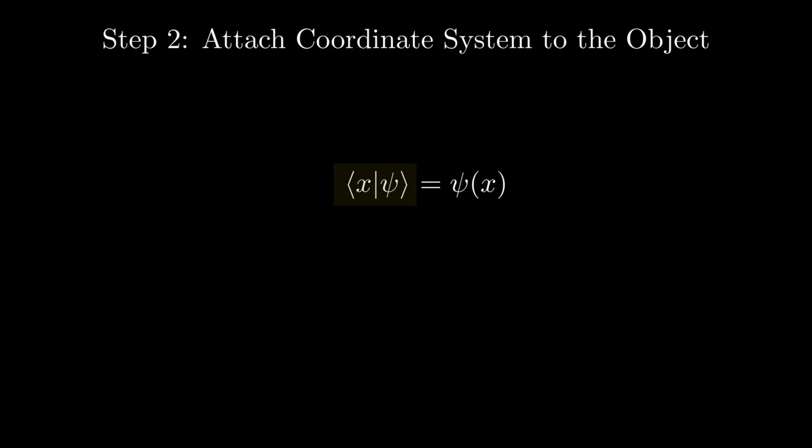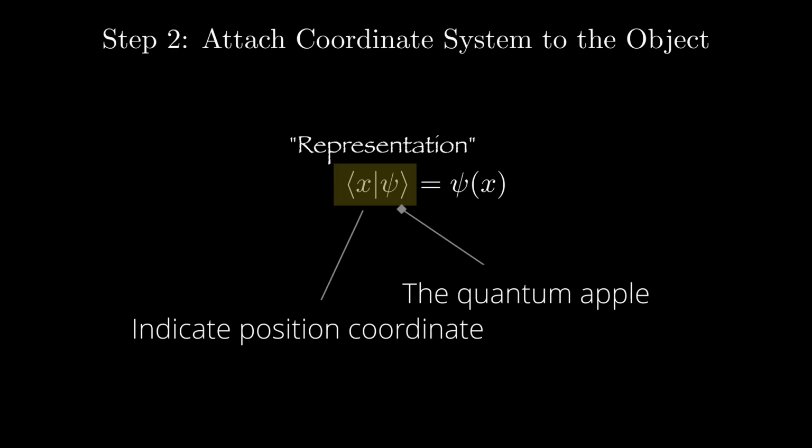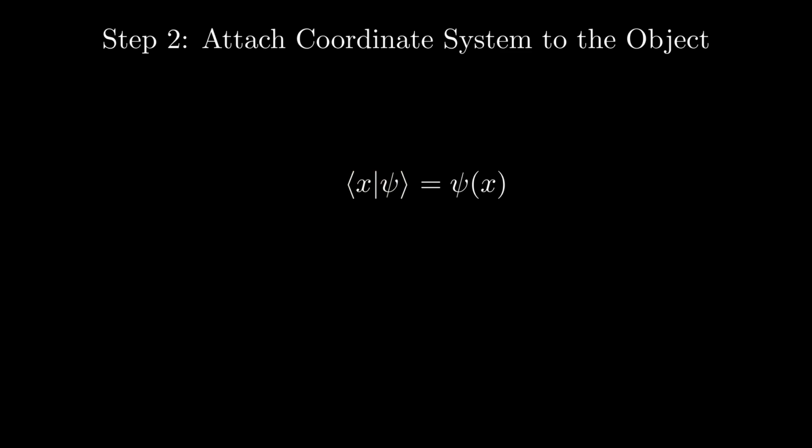In this notation, on the left-hand side, you should really read it as: given some particle psi, in our case the quantum apple, what is the representation of that state in the position coordinate system X? Now look at the right-hand side. We have psi of X. What does that mean? This is where things get interesting.